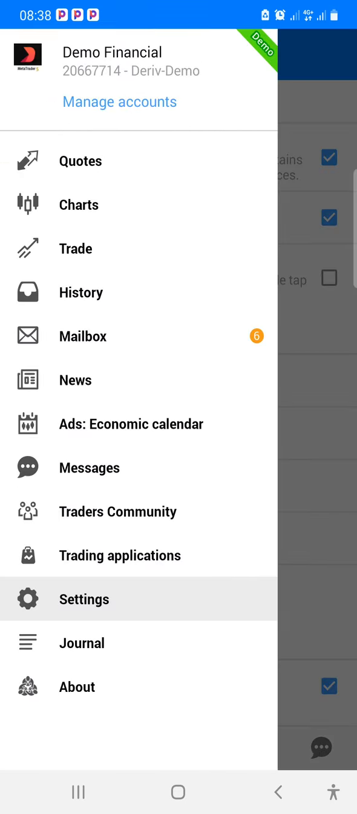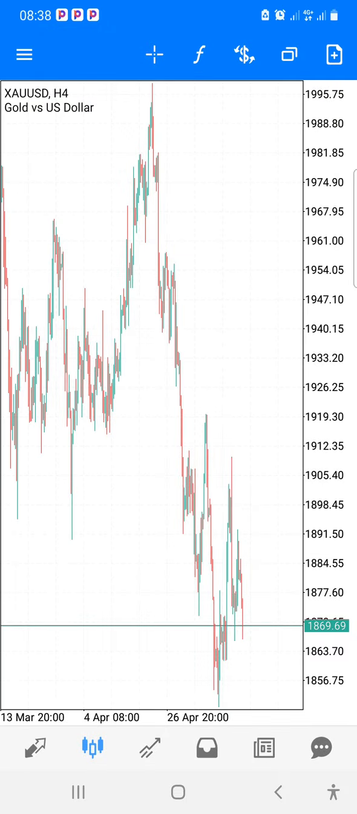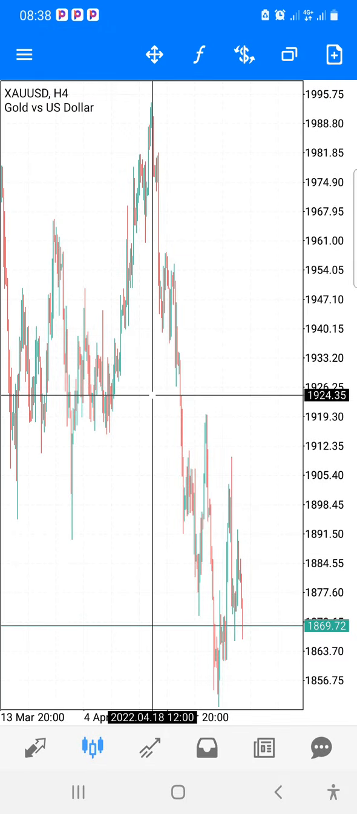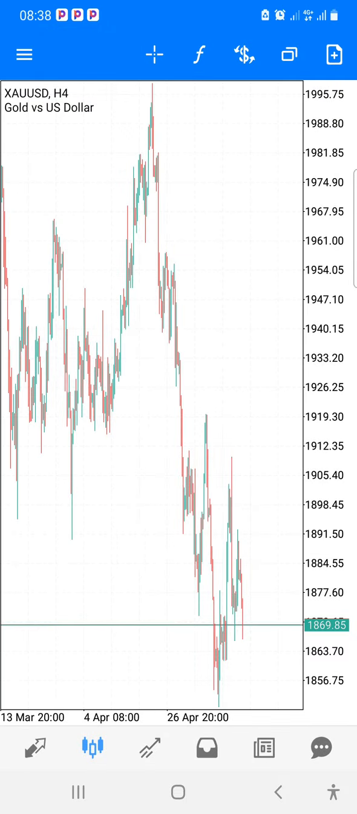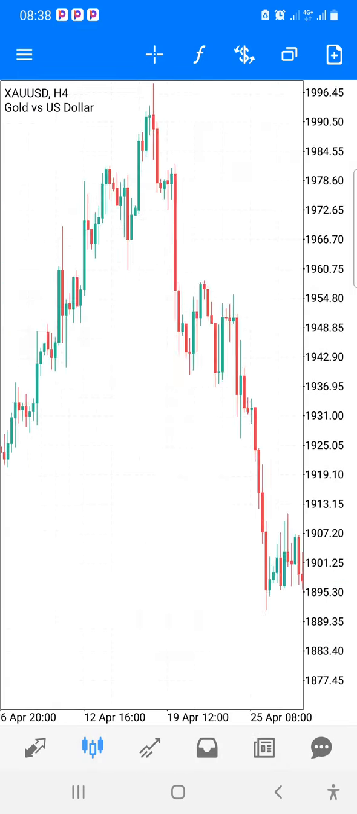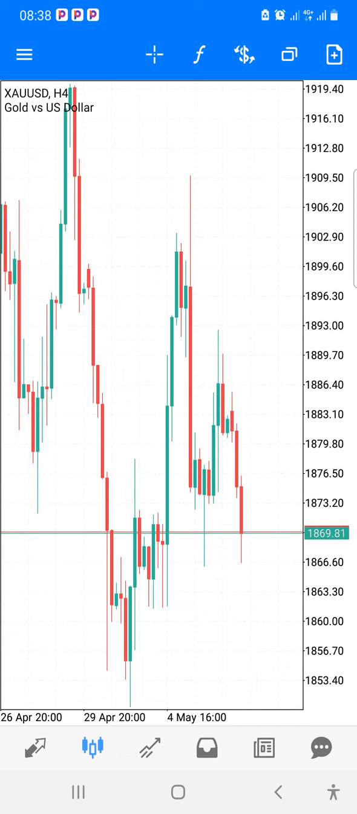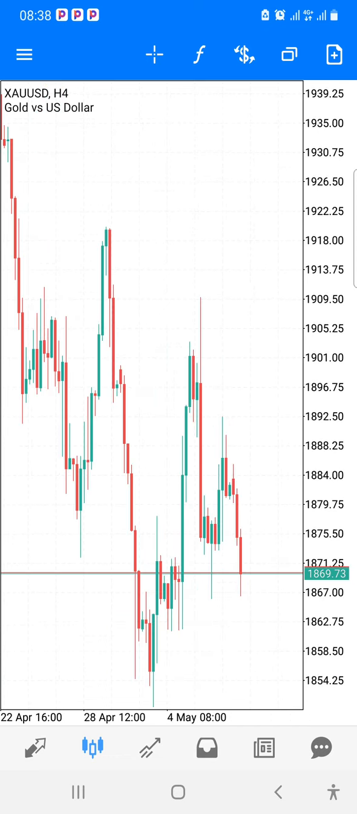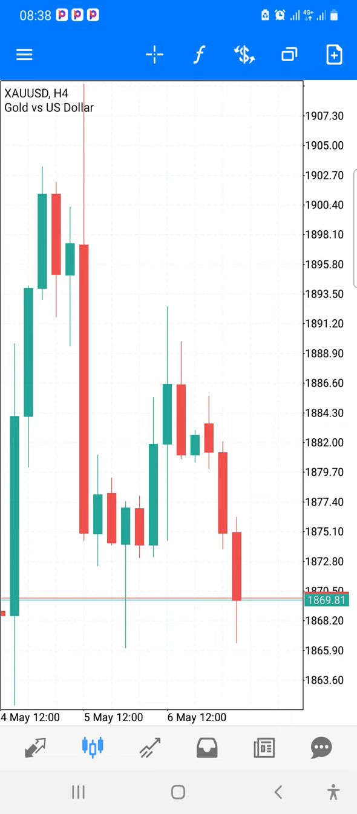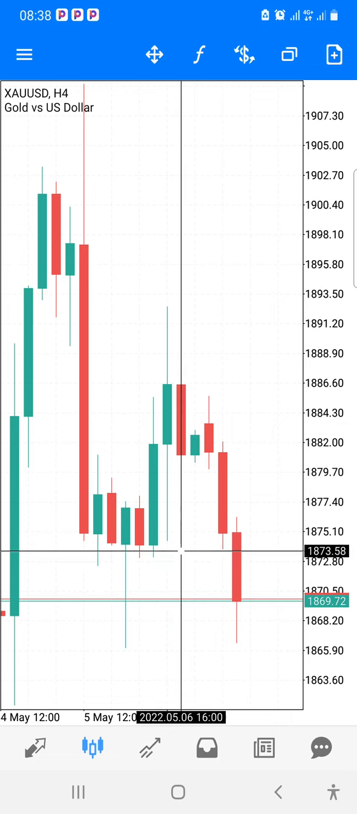So let me now go to the chart itself. This is the chart for now. These are candlesticks. This point here is currently where price is at.